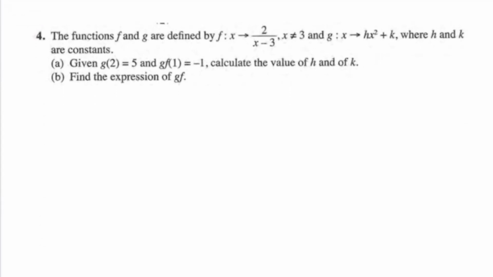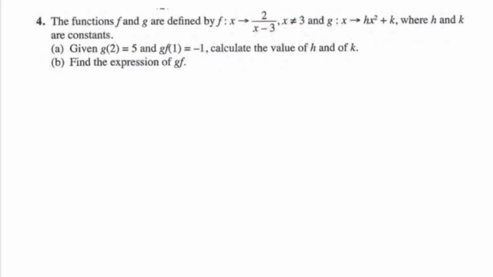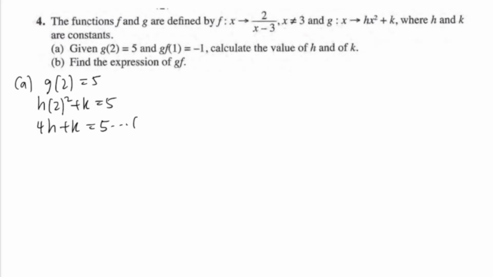In question 4, functions f and g are defined by f(x) equals to 2 over x minus 3, where x not equal to 3, and g(x) is hx squared plus k. Now again, they are quite similar to question 2 and 3. So the first part is we want to use this information. g(2) is 5, so that means we're going to put 2 inside your g. So g(2) equals 5, so it's going to be h times 2 squared plus k equals to 5. So 4h plus k equals to 5, first equation.